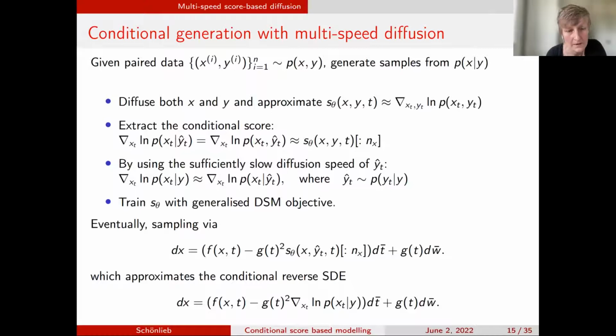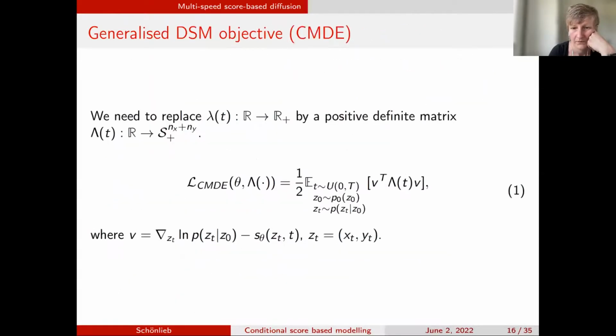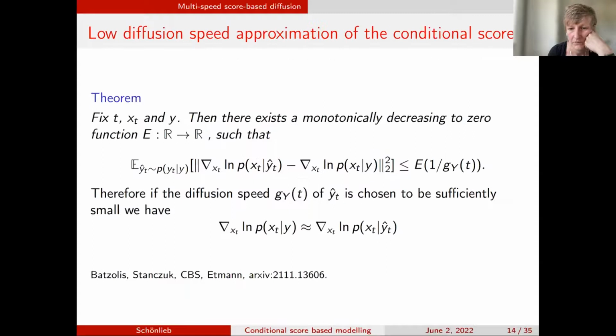Yes, I do have a question. There must be a trade-off. Obviously, if you let the diffusion speed go to 0, then nothing is happening on the second diffusion. So I guess you need a sweet spot somewhere, no? Yes, and that is kind of that sweet spot. I guess it's already there because it's expected, it's E of 1 over g_y. If you set g_y to 0, you have no bound. No, exactly. Yeah.